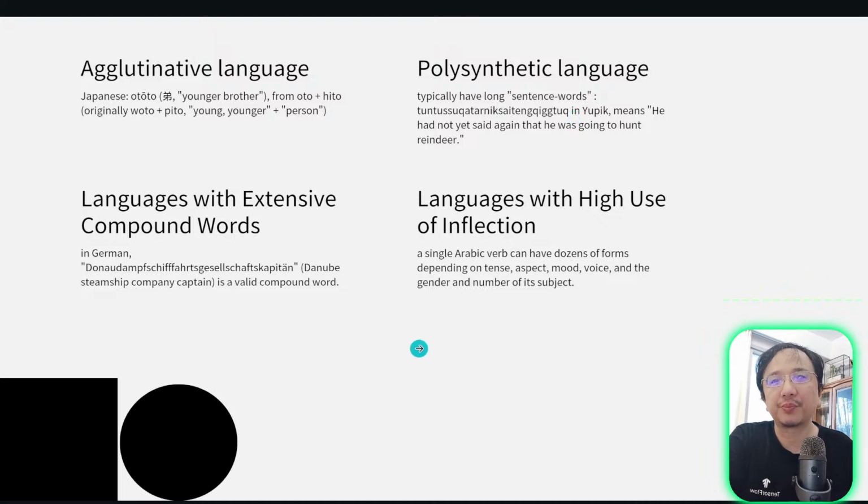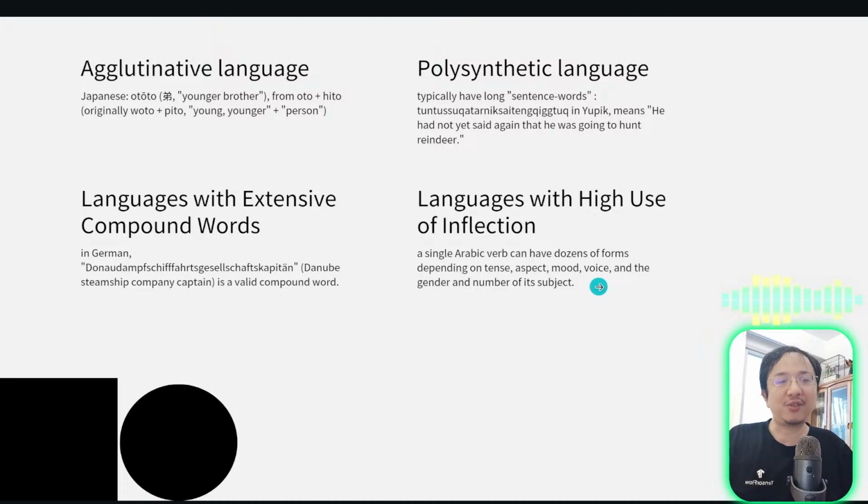Also, some languages have a really high number of inflections. Even with a single verb, like the Arabic verb here, it can have dozens of forms. Like English, in many other languages a word can have different forms, but sometimes the forms are just too many to make a viable, plausible dictionary.